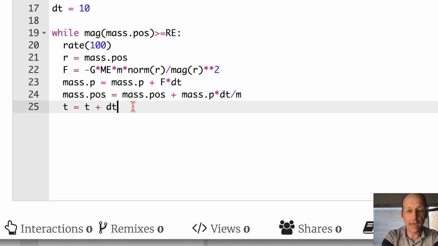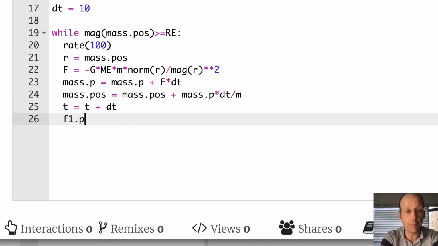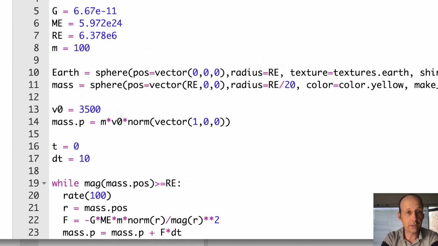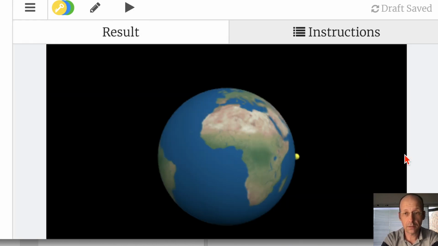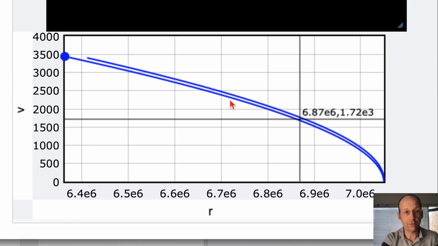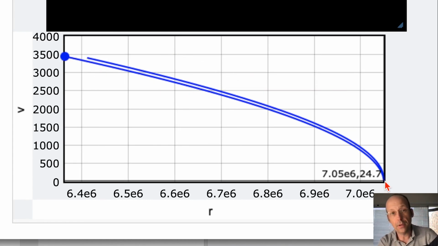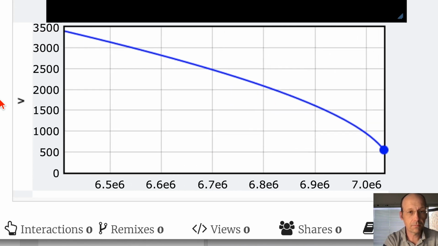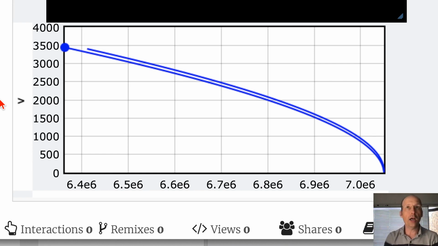So now down here to add a plot to that, I say f1.plot. I want to plot the r value, which is just going to be mag of mass.pos. I could actually use r. And then the velocity is mag of mass.p, that's momentum, but then I need to divide that by m. And I think that will work. Let's see. Okay, there it goes. So it went up here. It went up. I want to run that again. I want to see it this time. There it goes. Okay. So it went up and came back down.